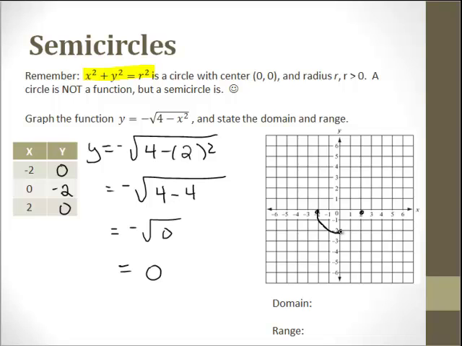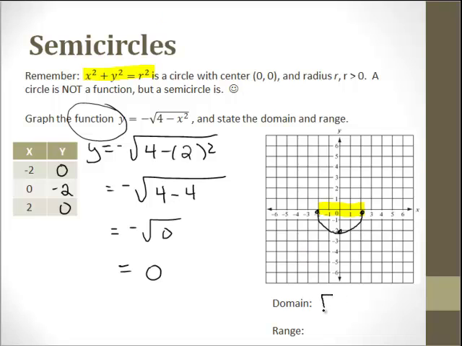Remember, this is a semicircle, so it looks something like that. Is it a function? Well, I actually told you that it was, right? This is a function. A circle would not be, but a semicircle would be. What's the domain of this particular semicircle? The domain actually starts at negative 2, stops at 2. It does not continue past those points.